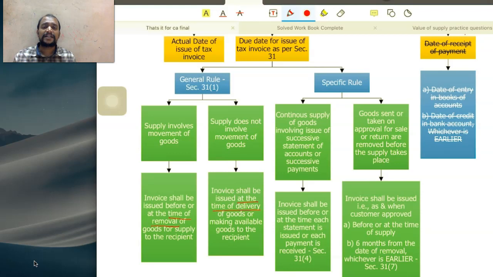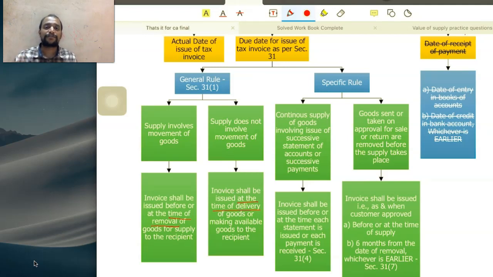Then, if there involves a continuous supply of goods. What is continuous supply of goods? There will be successive supply of goods for which the payments will be settled on a periodical basis. Very simple here. That is, in your house, there is one person who will be putting water cans or milk packets or newspaper, and they will be collecting on a periodical basis. That is a continuous supply of goods. And a restaurant which will be continuously buying provisions from a shop, and for which the payments will be settled on a fortnightly basis or monthly basis. So that is known as continuous supply of goods.